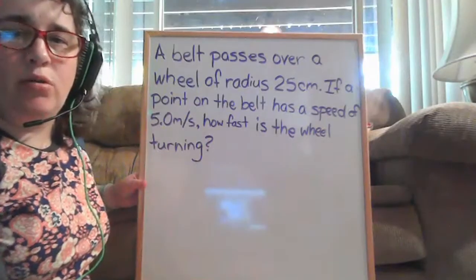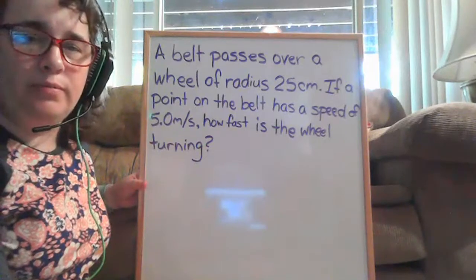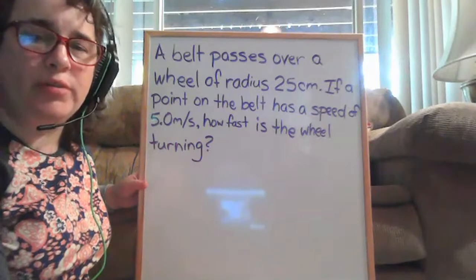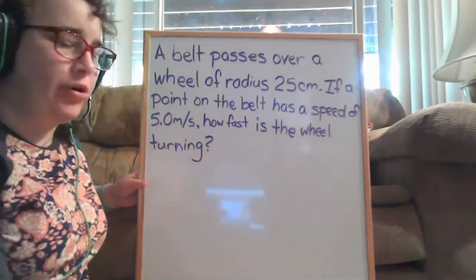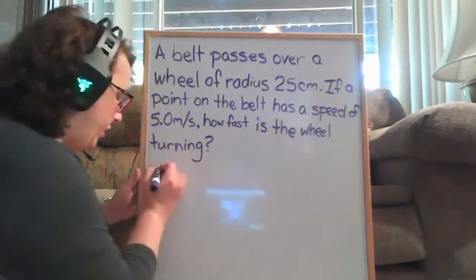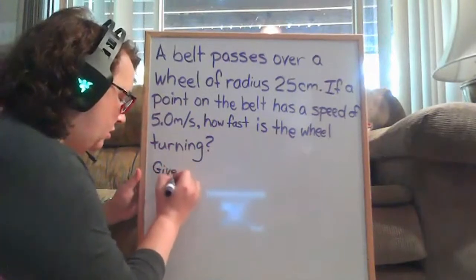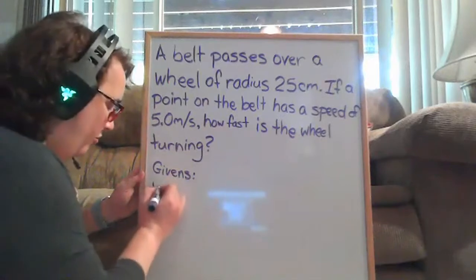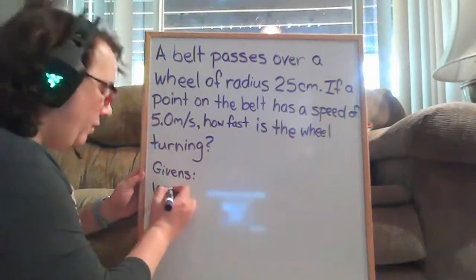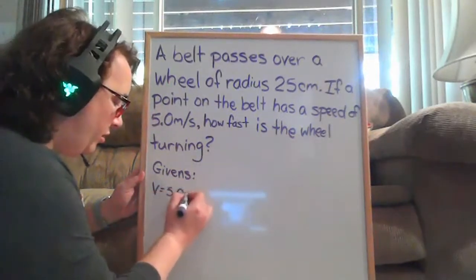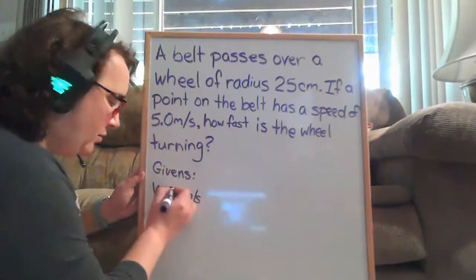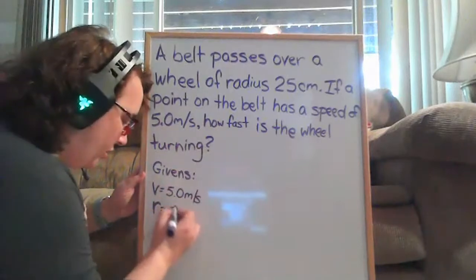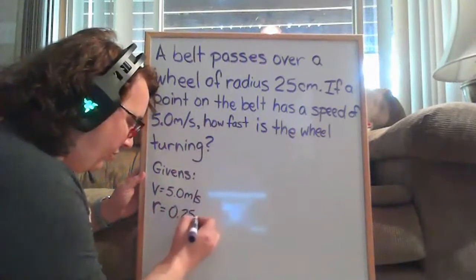A belt passes over a wheel of radius 25 centimeters. If a point on the belt has a speed of 5.0 meters per second, how fast is the wheel turning? All right, so let's start with our givens. We have velocity, or speed, which is 5.0 meters per second. We have a radius of 25 centimeters, that's 0.25 meters.